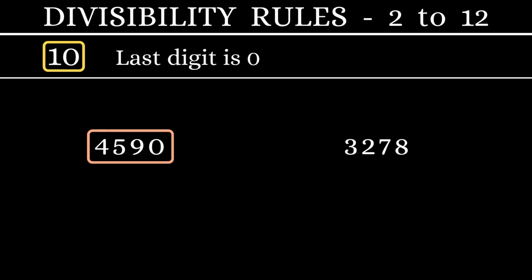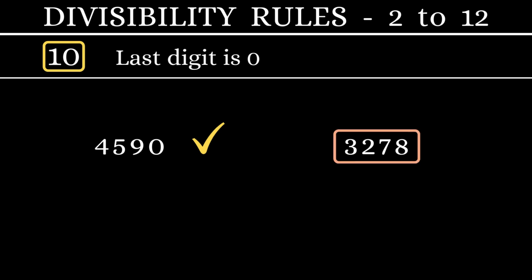Next, divisibility rule for number 10. This is the most simple. The last digit has to be 0 for a number to be divisible by 10. So, in these examples, the first one has an ending digit of 0 and hence it is divisible by 10. But in the second example, the last digit is not a 0, which means it cannot be divisible by 10.